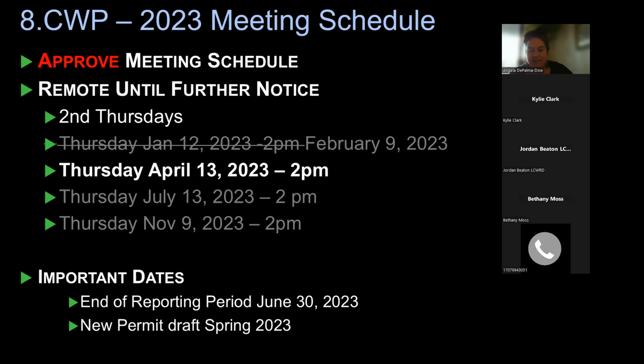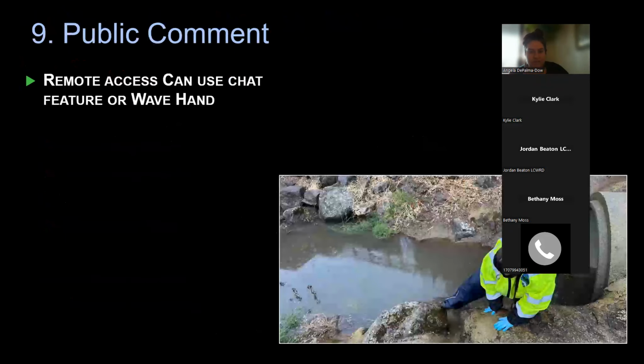And then the next meeting is April 13th, a Thursday at 2 p.m. And remember that the end of the reporting period is June 30th. So you should be working on your permit compliance for spring. And then we are expecting, this should be updated to spring 2024, the new draft permit, I believe. And I think that's it.